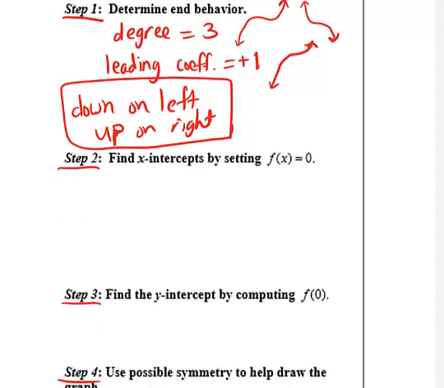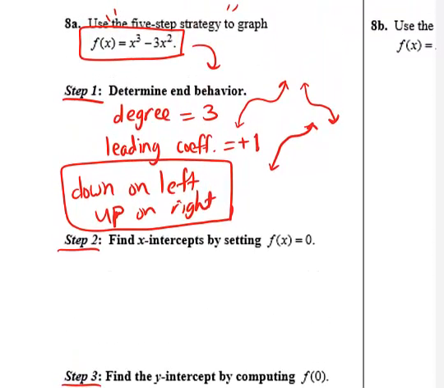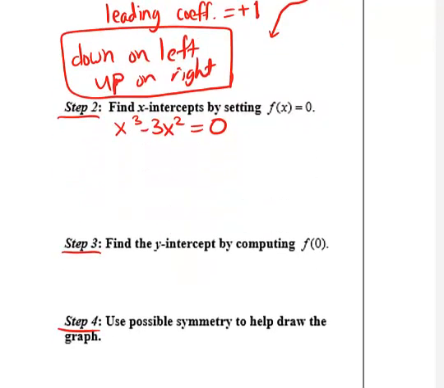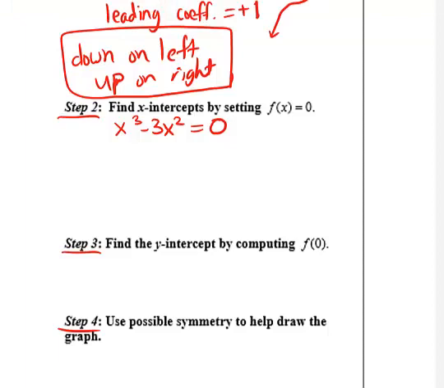Alright, then they want us to find the x-intercepts like we've done before by setting f of x equal to 0. The function we were given was x cubed minus 3x squared. I'm setting that equal to 0. And at this point, we should be able to factor this. All the problems they give you in this section, if they want you to find x-intercepts or graph it like we're about to, you should be able to factor these.